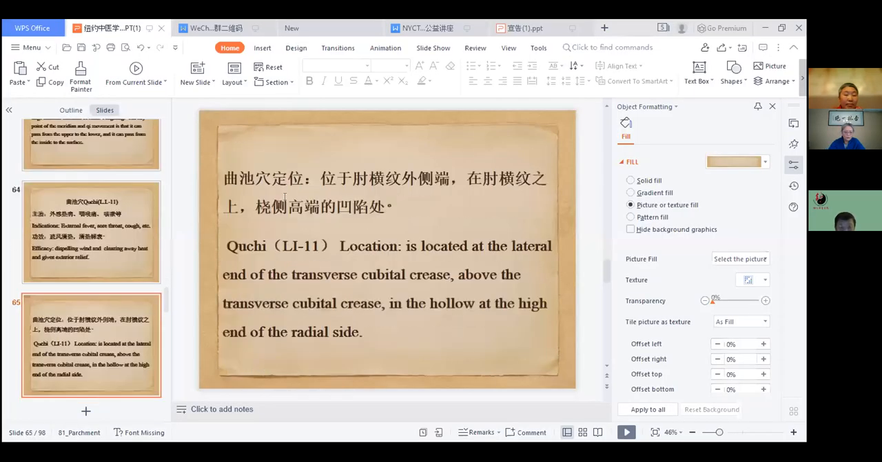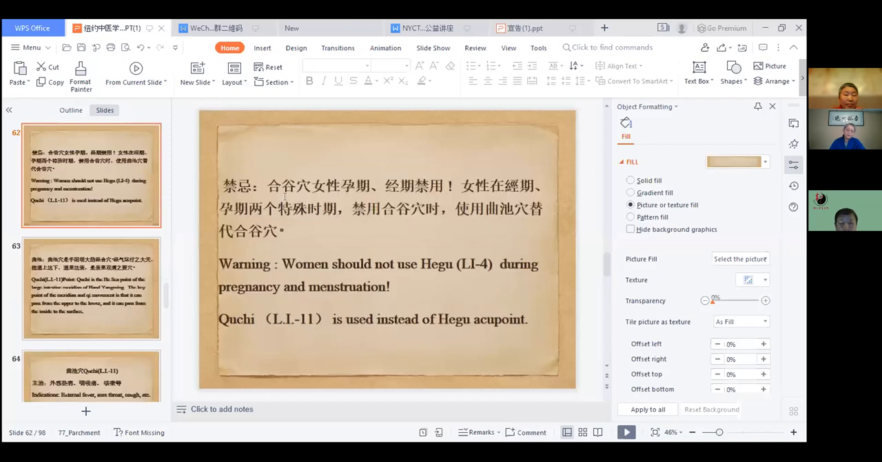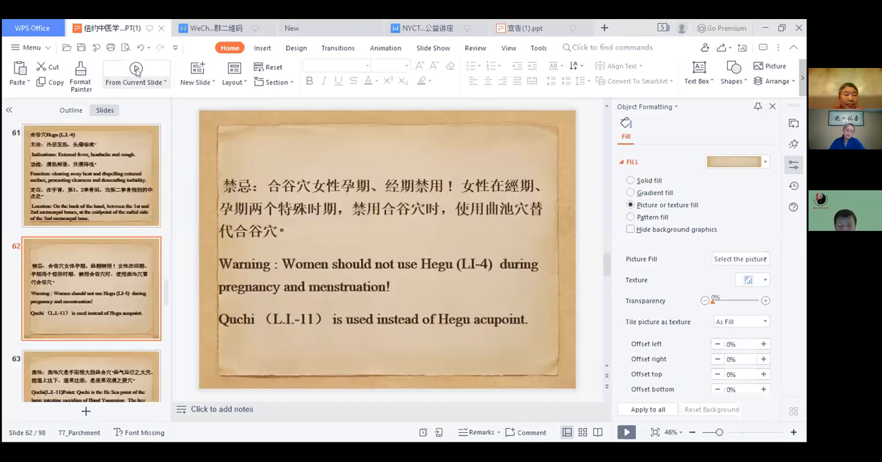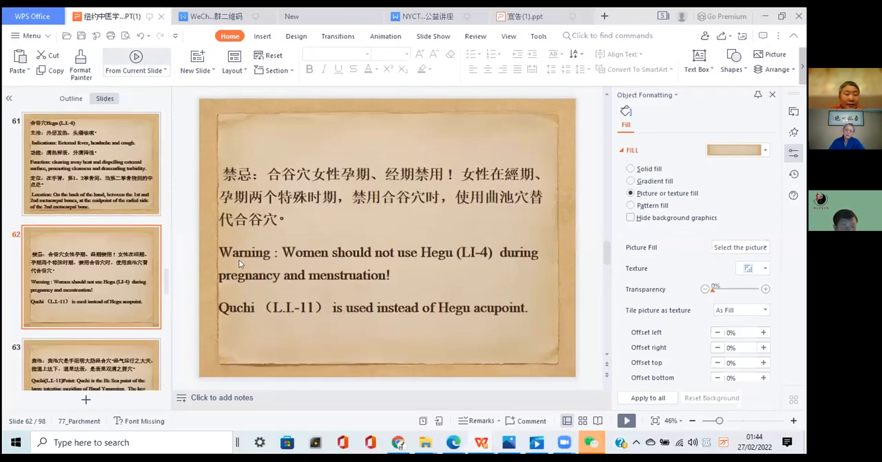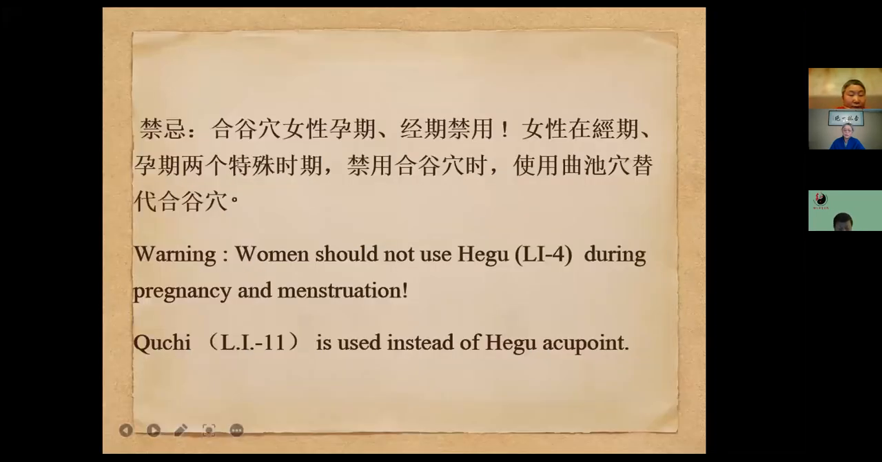好，这个合谷穴呢，还有是在月经的女性的月经期哈，还有孕期呢。And there's a very important warning. Women should not use 合谷 during pregnancy and menstruation. So what can we use? We use 曲池 L111 instead of 合谷 points.